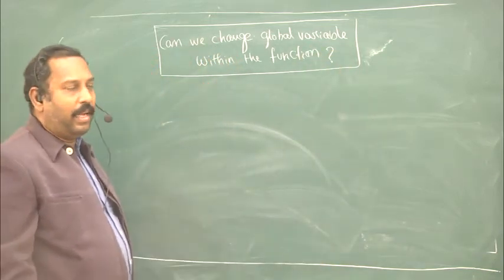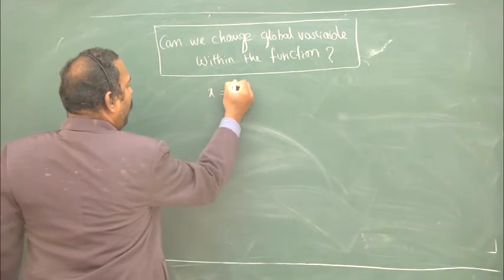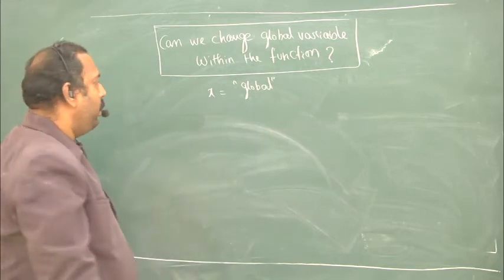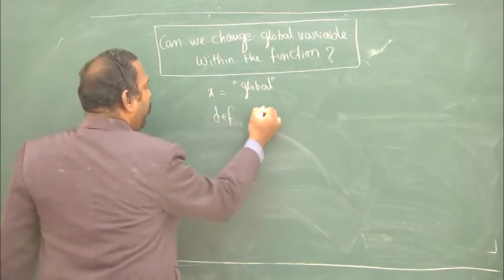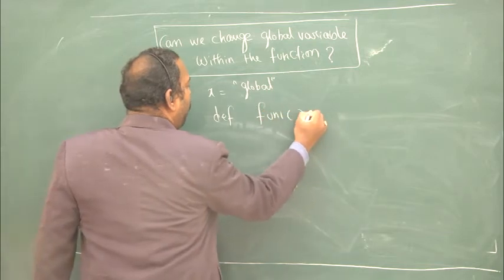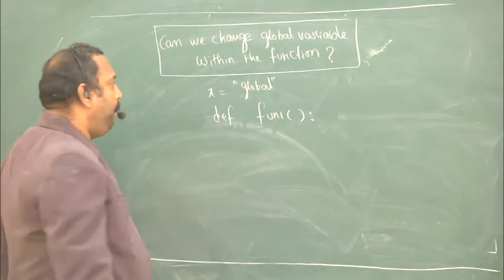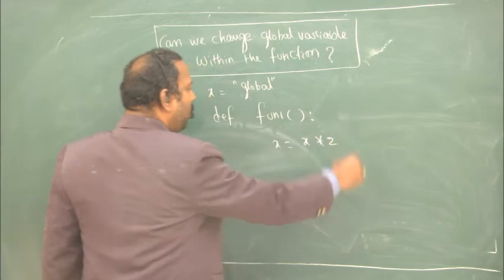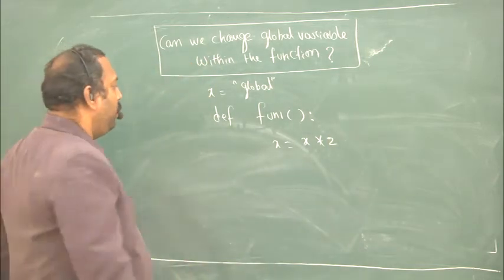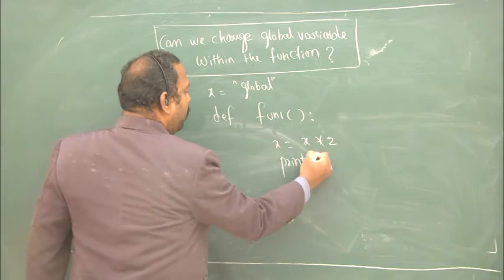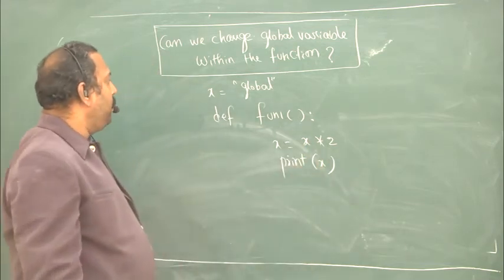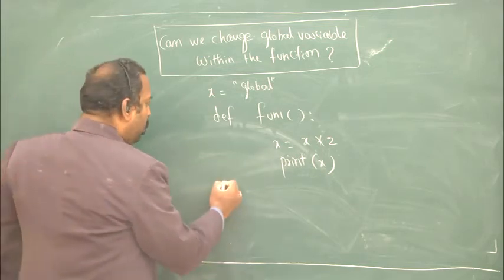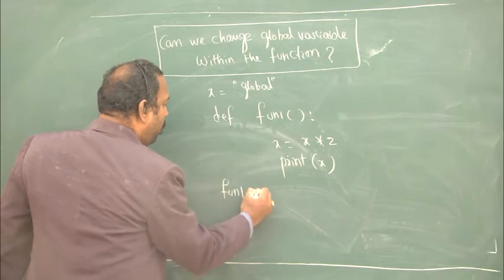We will see one example. Suppose I have taken x equal to global. Then I am defining the function def fun1, function name, and I want to update the value. So x equal to x into 2, then print x. I am modifying the global variable within the function. So function 1, I am calling the function.